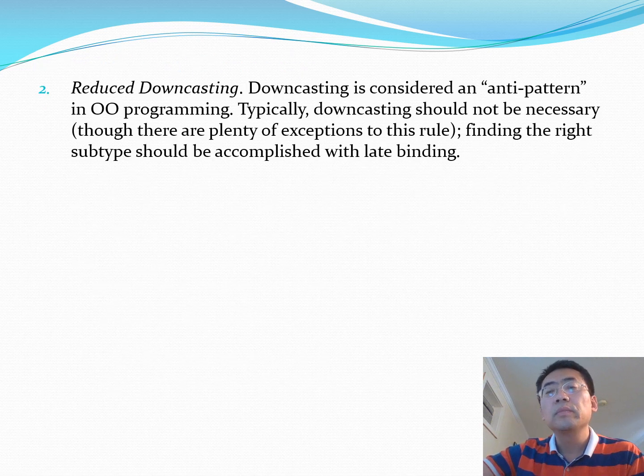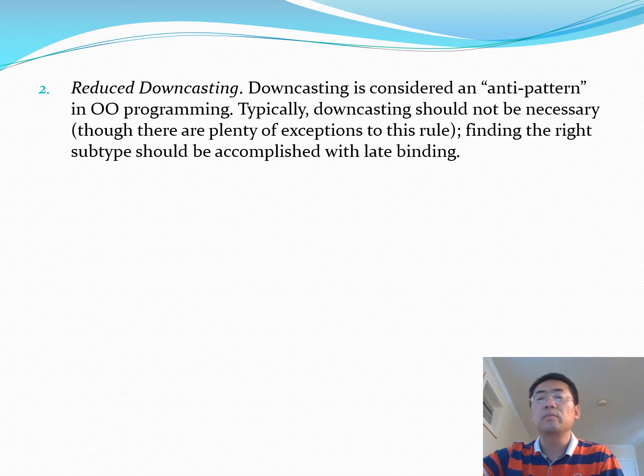Another one, reduced downcasting. What does that mean? We just saw from the previous example that when you read a data item from the list, you have to specifically cast it back to a string. This is called an anti-pattern in the industry. Downcasting is considered an anti-pattern, which is a bad practice. The message you pass to the compiler is, I know what I'm doing, and I want to cast it back to a string.